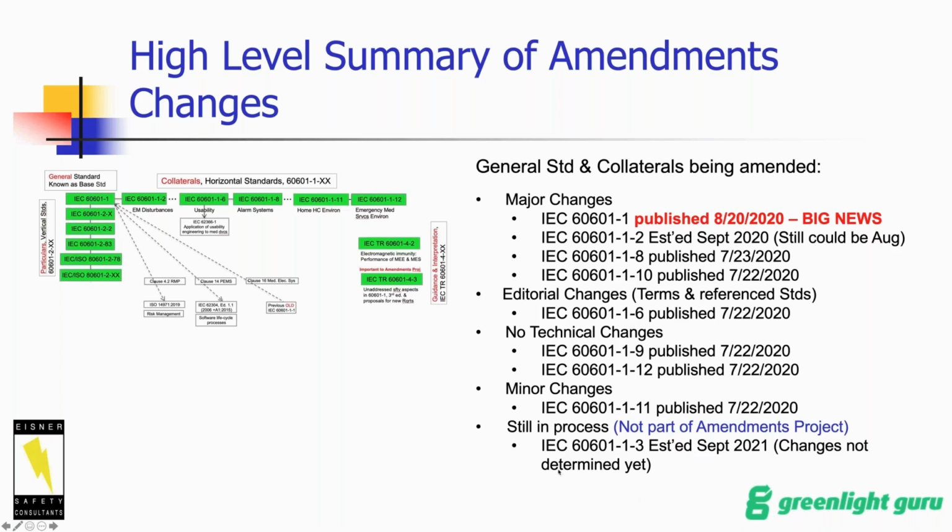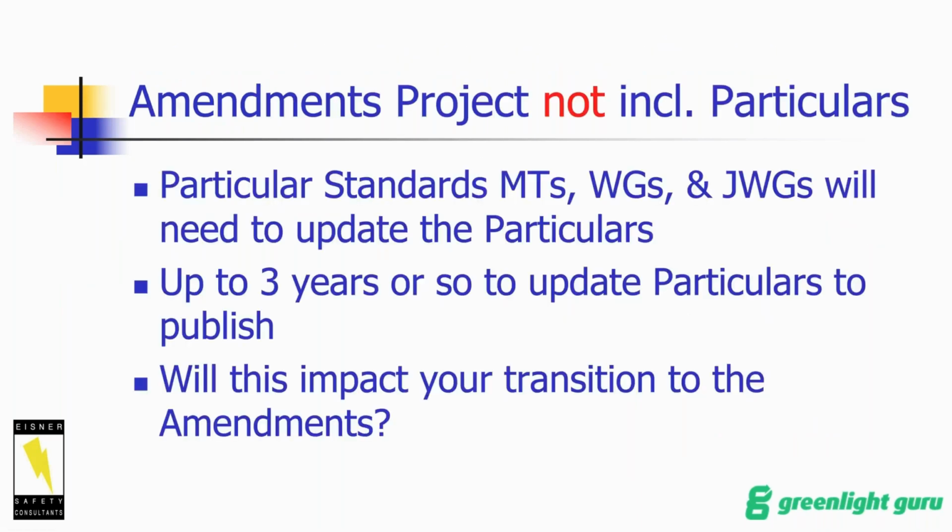And I have a dispute with my associate at UL that I work with on the standards committee. She says 1-3, the X-ray standard, is part of the amendments project, and I politely disagree with her. We have good fun, so it's not a problem. 1-6 is editorial changes, just terms and reference standards, so to me that's not a big deal. As I mentioned, no technical changes for the -9 and -12. There are minor changes in -11, which I'll touch on later. And still in process, the X-ray standard, from what I see on the IEC website, is September of 2021. So it's next year. It's not that far off.